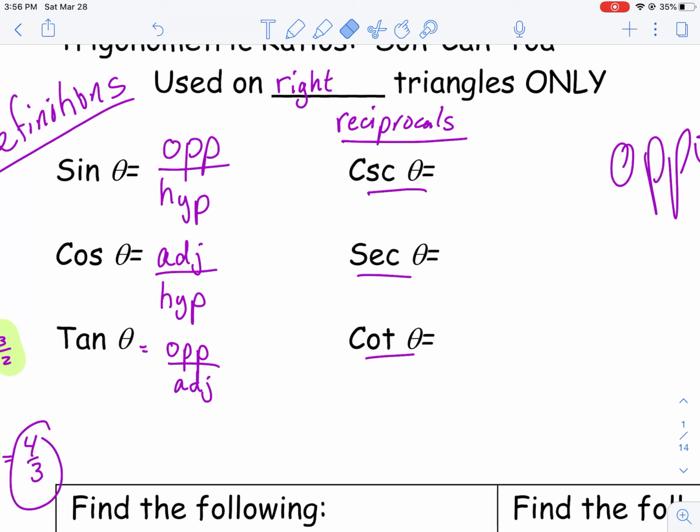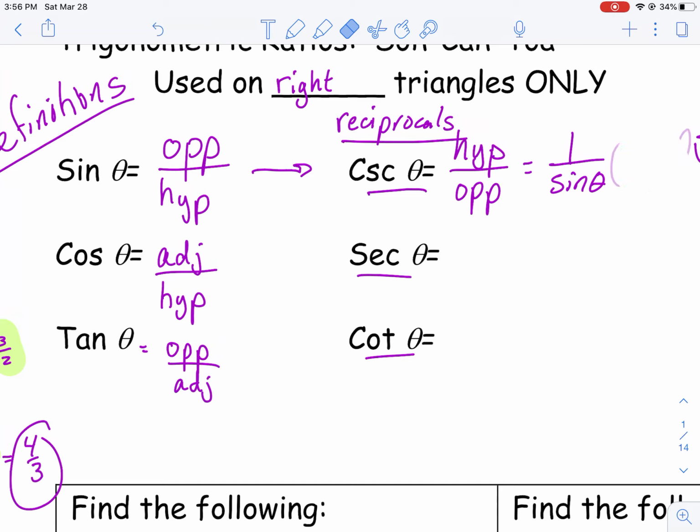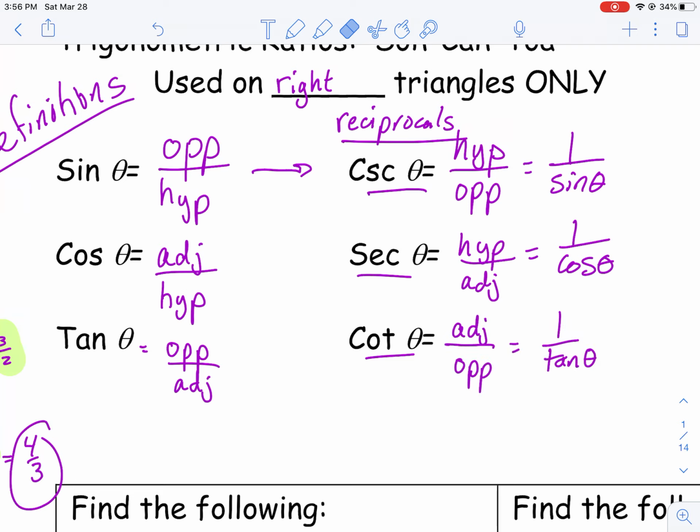And so we see that sine is the opposite over the hypotenuse. Cosecant is just the reciprocal of sine. And so we see here that cosecant is 1 over sine, or the hypotenuse over the opposite. Secant we'll find is the same idea. Secant is the reciprocal of cosine, and cotangent is the reciprocal of tangent.